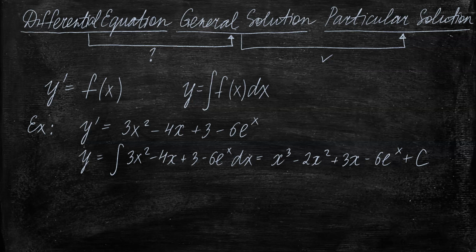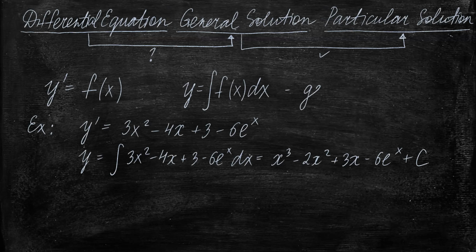What's interesting is that we also know how to find a particular solution in general when some initial condition is given. So if in addition to the differential equation, we also have some initial condition, then we can find the particular solution. So again, this was the general solution.